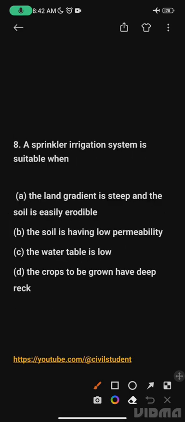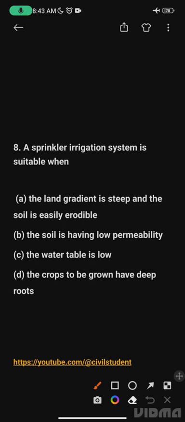8. A sprinkler irrigation system is suitable when A, the land gradient is steep and the soil is easily erodible; B, the soil is having low permeability; C, the water table is low; D, the crops to be grown have deep roots. Option A. Land gradient is steep and soil is easily erodible.